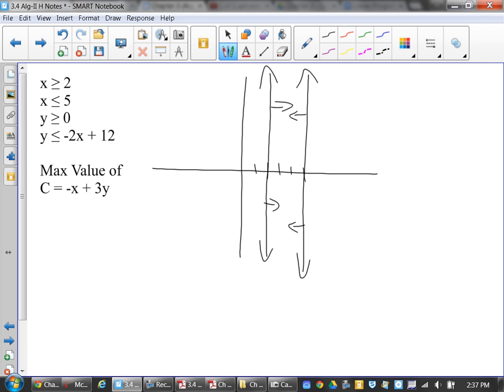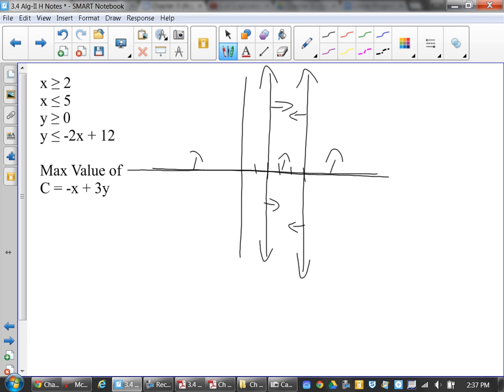Y is greater than or equal to 0 means it's going up. So basically right now you have an open cup. Putting in the line now, we'll put a top on it. Now there's a couple ways of doing this. It's written in slope-intercept form, which means you have to mark off your stuff and walk your finger going out.